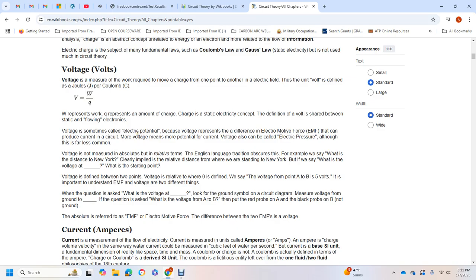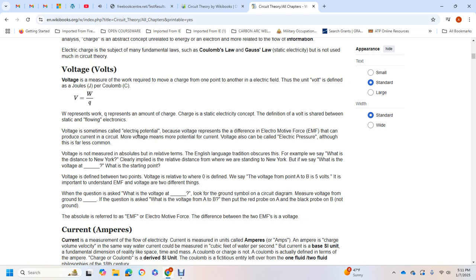English language tradition obscures this. For example, what is the distance to New York City? It is clearly implied to be relative to where we are standing. But if we say, what is the voltage at blank, what is the starting point? Voltage is defined between 2 points, relative to where 0 is defined. We say the voltage from A to B is 5 volts.